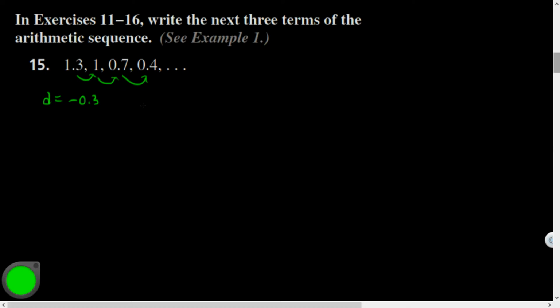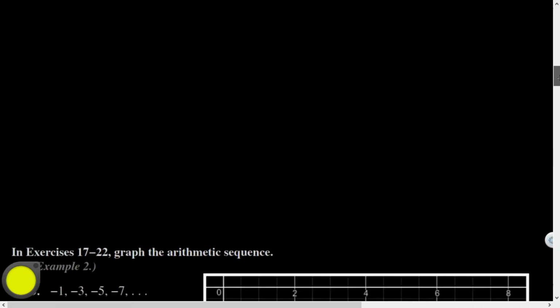If I want to keep going, for the next three terms, fill in these blanks here. 0.4 minus 0.3, what's that going to be? 0.1. 0.1 minus 0.3 is going to be -0.2. And subtract another 0.3, it's becoming more negative. That would be -0.5. All I'm doing is repeated subtraction or addition for these problems.